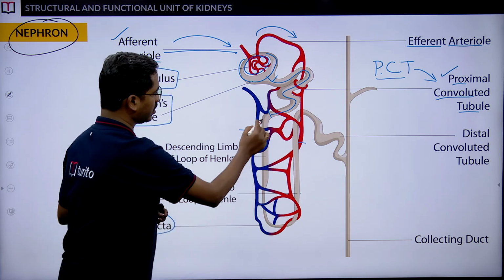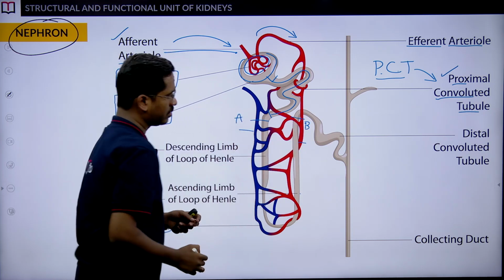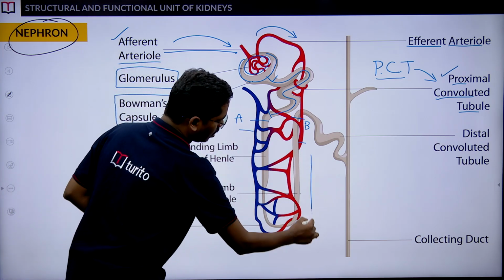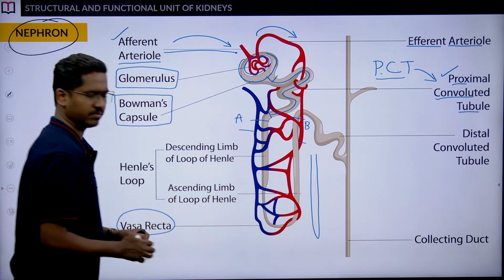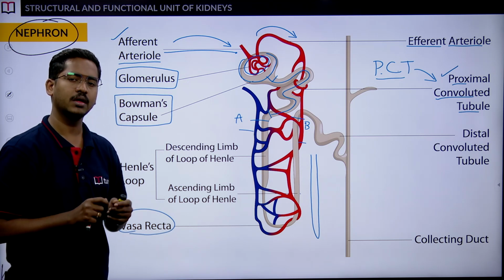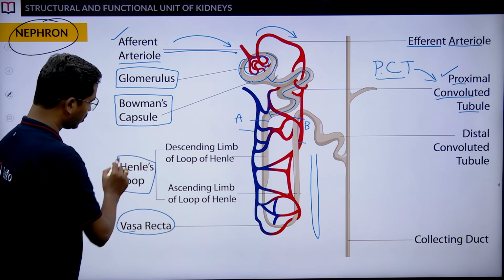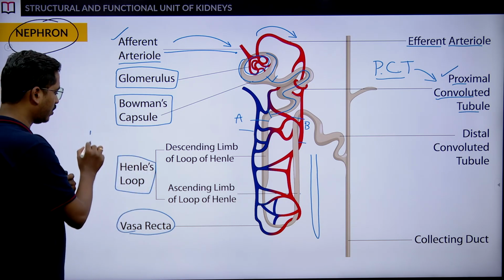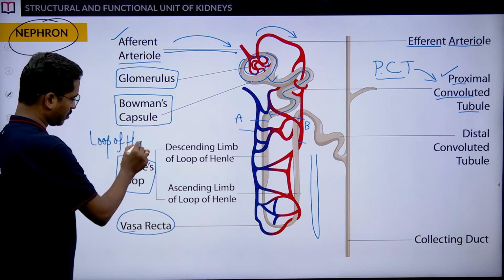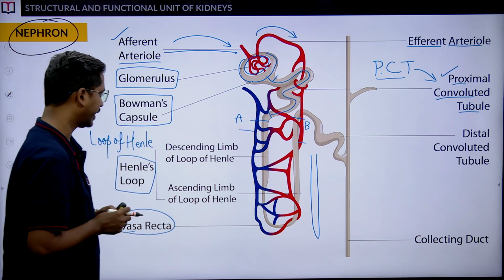There is a U-shaped loop, and you see that. Let us name it point A to point B. Point A to point B forms either a U-shaped or hairpin-shaped structure. That structure is known as Henle's loop, or loop of Henle.